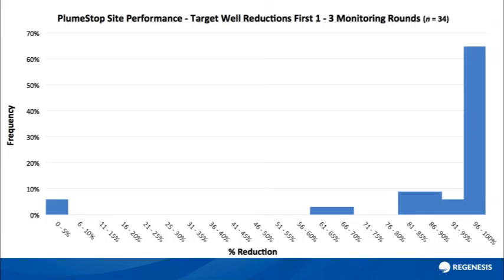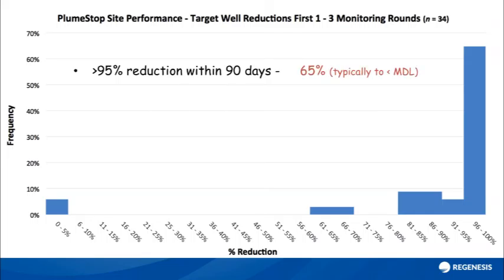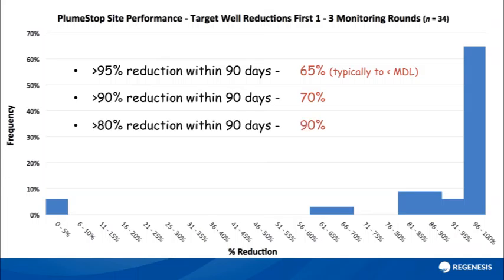So overall in these statistics, 65% of the sites were reduced by more than 95% within the first 90 days or so, typically to below the method detection limits. 70% of the sites were reduced by more than an order of magnitude within the first 90 days. 90% of the sites were reduced by more than 80% over the same period, and only 10% of the areas that we looked at were reduced less than 65% over that period.